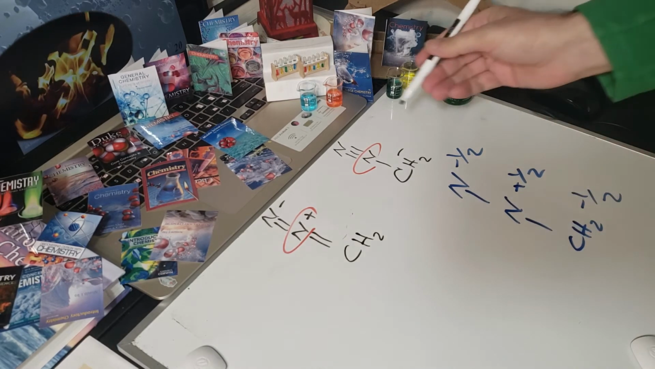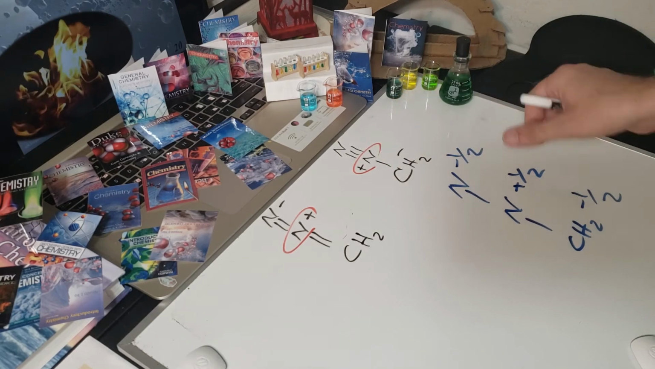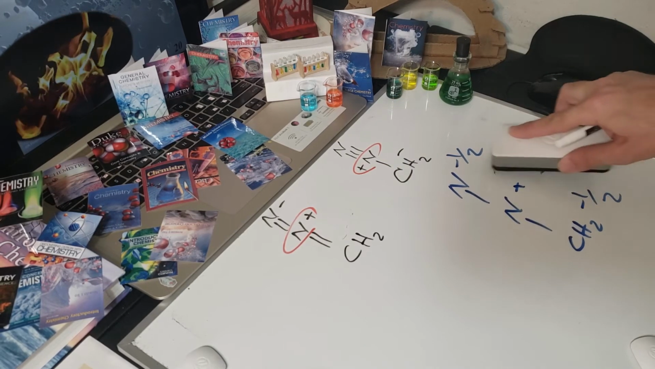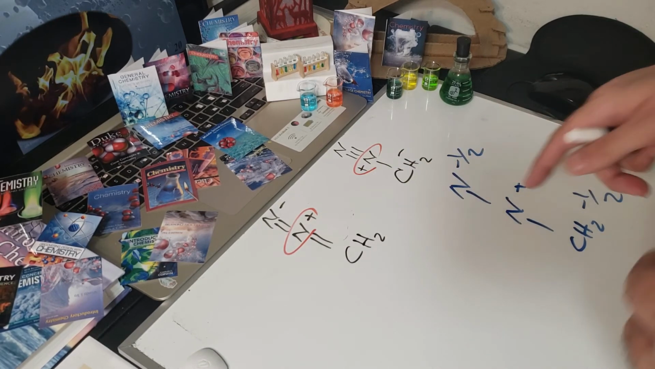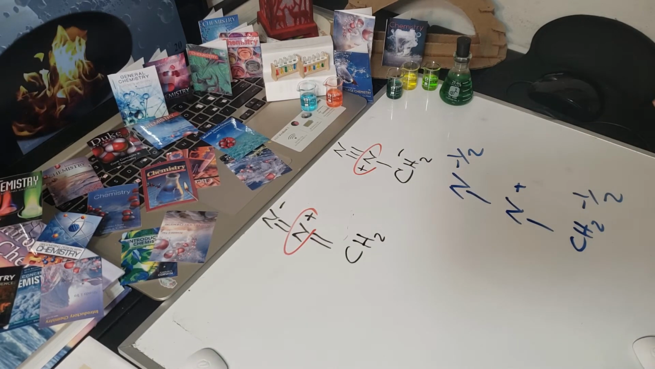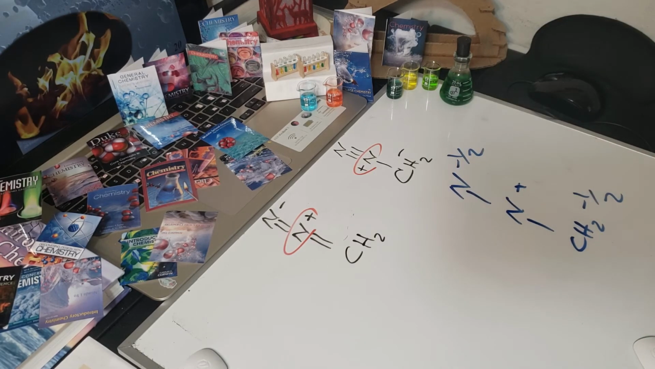My bad. Here, when you do that, the charge on the nitrogen never changes. So you have positive 1. Actually, positive 2/2. That's positive 1. I apologize for that. Let's go back to the bonding.